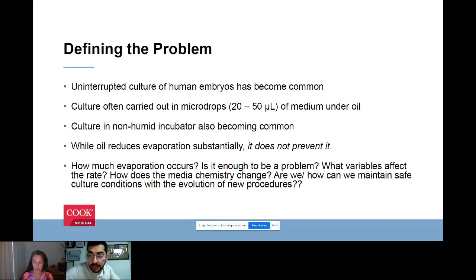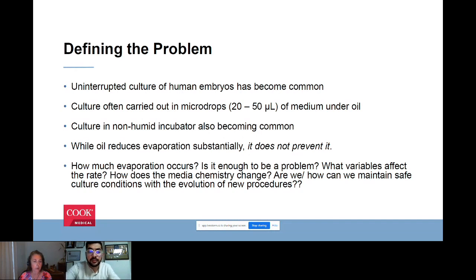67% use dry incubators, and 90% of them feel that equilibrating oil makes a difference. As I was sure, most of you are doing uninterrupted culture. Quite often, culture is done in microdrops, 20 to 50 microliters of medium under oil, which possibly has been equilibrated. So 90% of you do pre-equilibrate the oil in a humid environment.